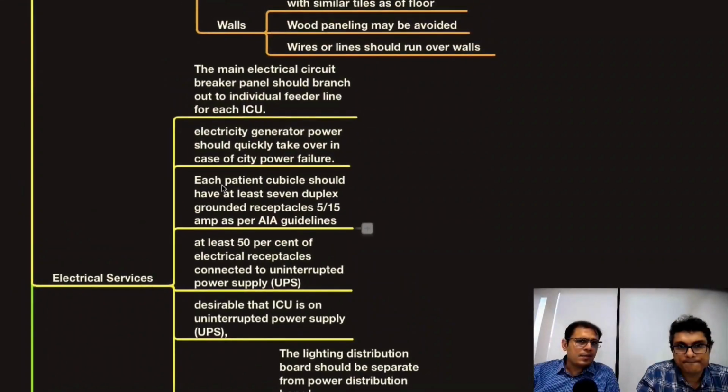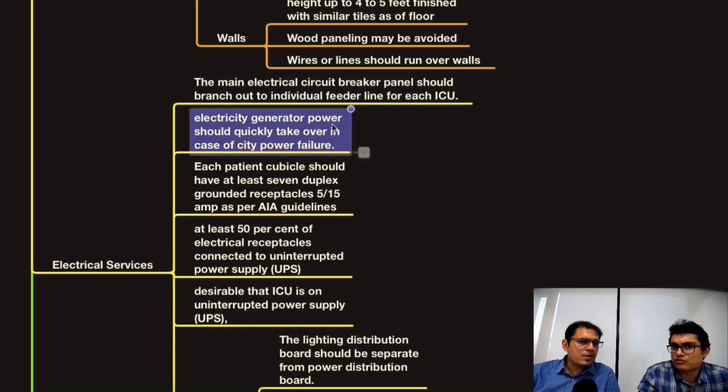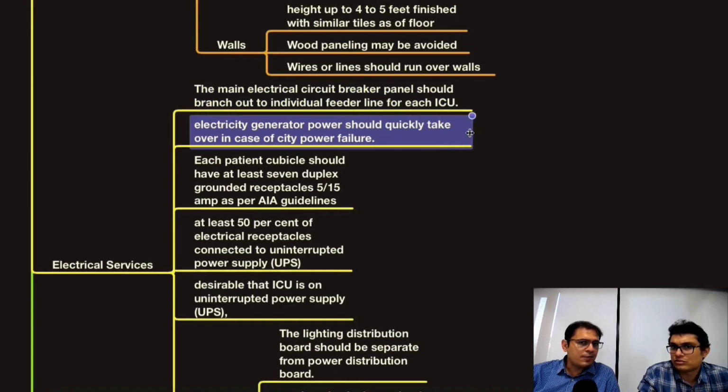Then the main electrical circuit breaker should branch out to individual feeder lines for each ICU. So you should get the line from the main circuit point, because there should be minimum divergence and minimum commonality of the circuit. They should be separate lines, so that there is no confusion, and it is easy to address in case of any fault. And directly from the circuit you can correct it.